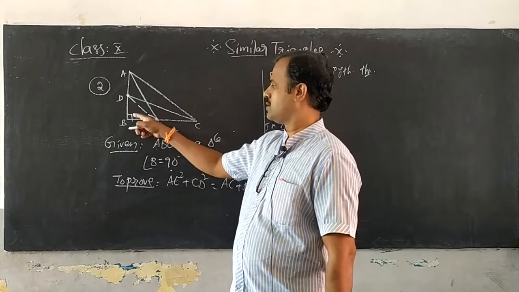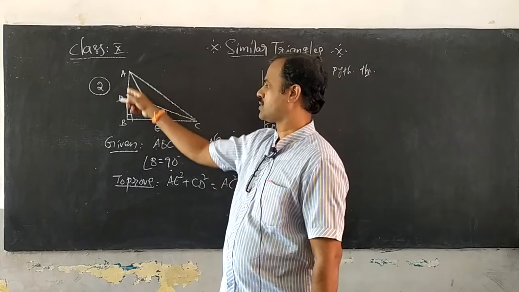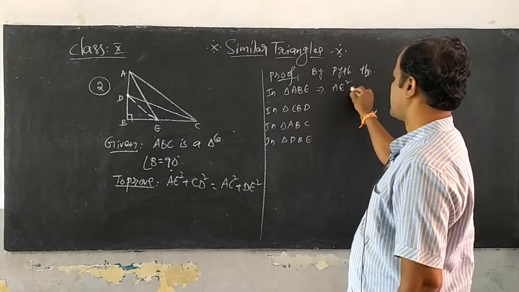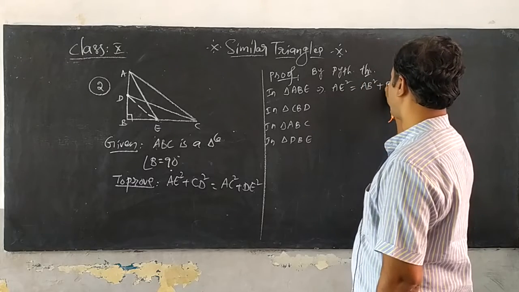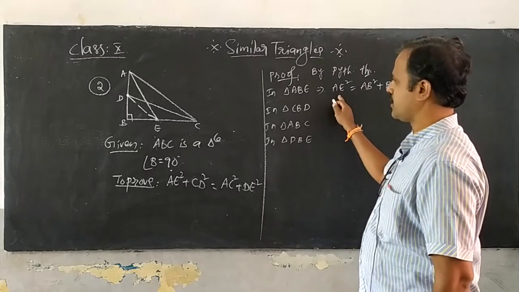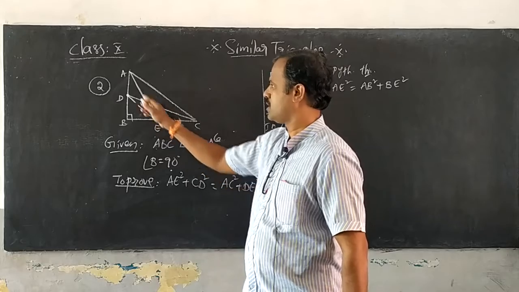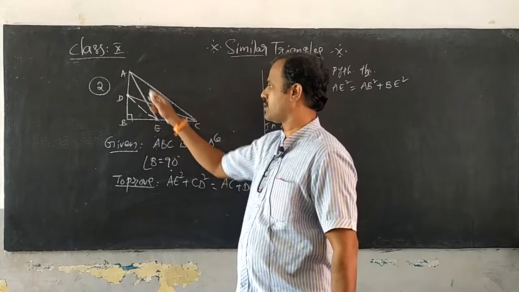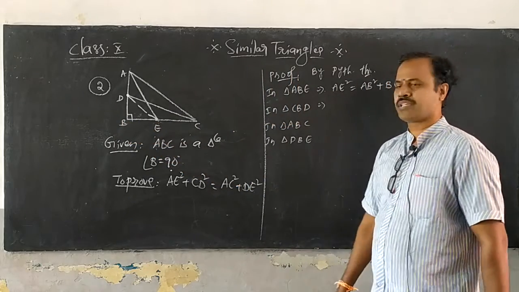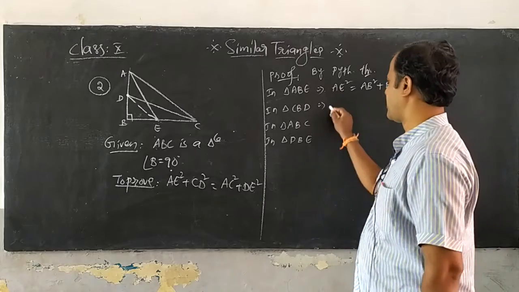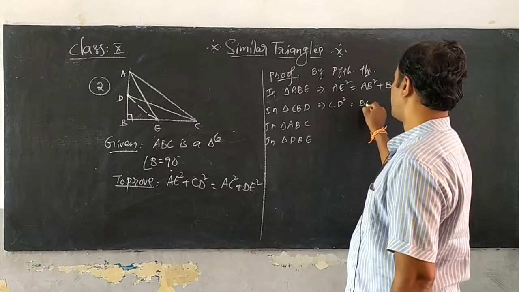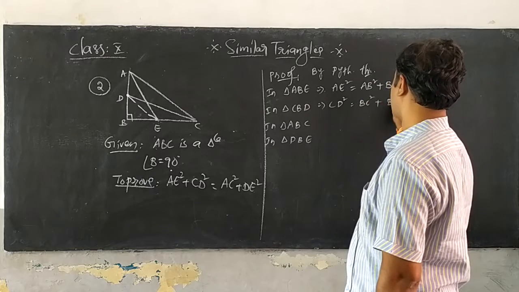Tell me what is Pythagoras theorem in triangle ABE. Hypotenuse square is the sum of the squares of the other two sides. So AE square is equal to AB square plus BE square. AE is the hypotenuse in triangle ABE. Another one, CBD: the hypotenuse is CD. So CD square is equal to BC square plus BD square.